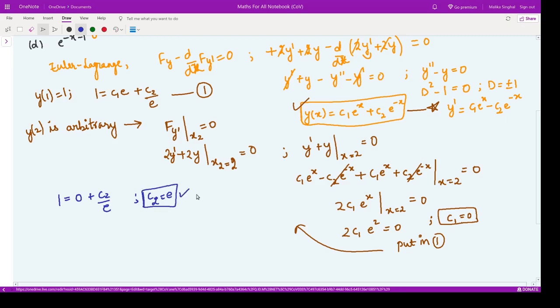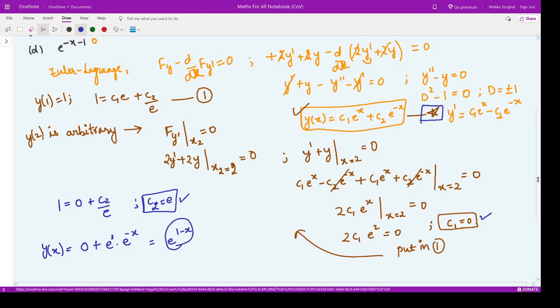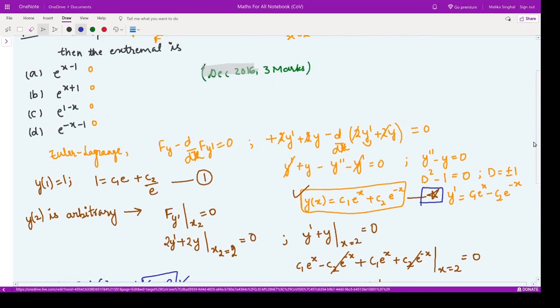So I have both c1 and c2. Let me put these two back into the equation star. So what I have is y of x is equal to 0 plus e into e to the power minus x, or I can write it as e to the power 1 minus x. So this is the required value of extremal. So let's have a look at the options. So clearly option C is the correct option. So option C is the correct option.